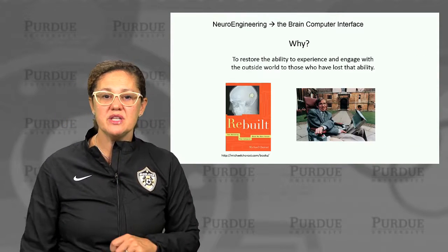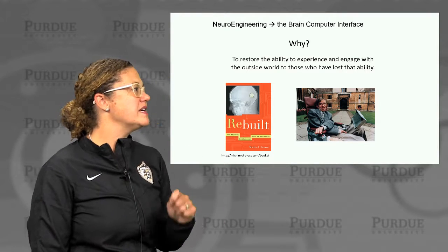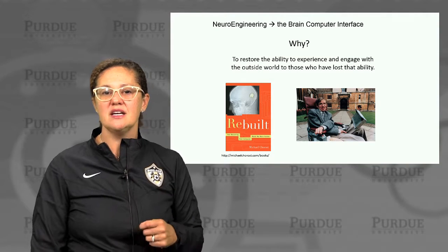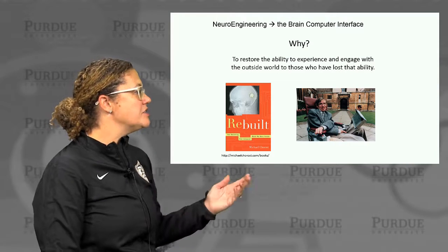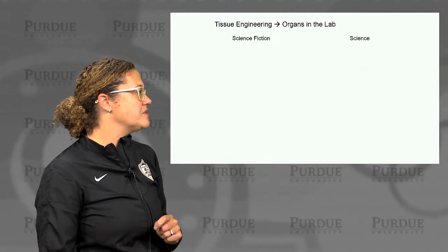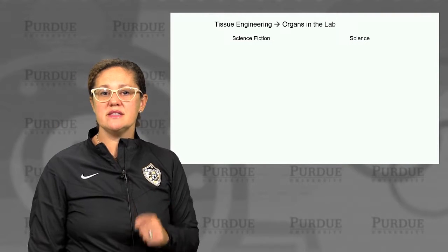So why do we do these things? We do these things to restore the ability to experience and engage with the outside world to people who have lost or have perhaps never had that ability. This could be auditory, it could be controlling the physical world, but this is why we develop these sorts of things. Let's talk about tissue engineering, organs in the lab.